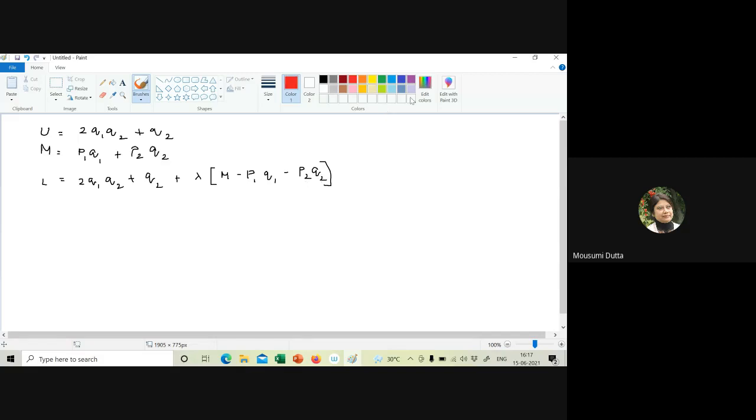If any student considers the other form instead of this, that is also fine. In that case, if you consider the minus sign here, it should be P1 Q1 plus P2 Q2 minus M. These two things are equivalent. You can take any of the forms. And here, lambda is the Lagrange multiplier.